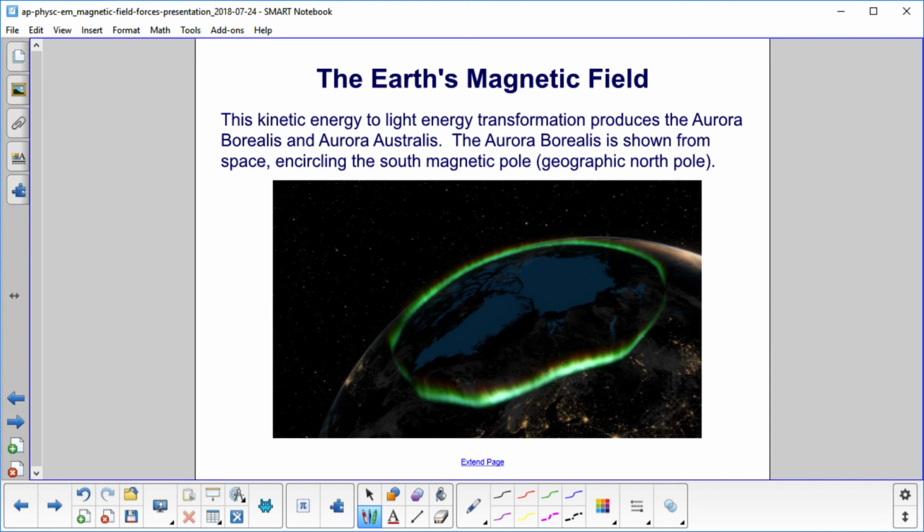The Aurora Borealis is shown from space encircling the south magnetic pole, which of course is the geographic North Pole. You can see there's Greenland, there's the Arctic ice floes. It's kind of a cool picture. Another name for the Aurora Borealis is the Northern Lights.